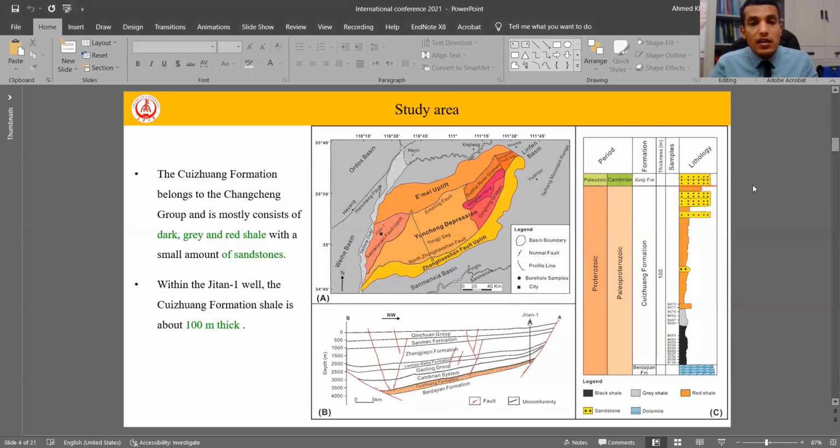We studied the Cuizhuang formation from the Cuizhuang well, which is the only survey well that penetrated the whole thickness of the Cuizhuang formation, which consists of shales and a small amount of sandstones. The shales are of three types, which are red, gray, and dark shales from the top to the bottom, and the whole thickness of the Cuizhuang formation is 100 meters.